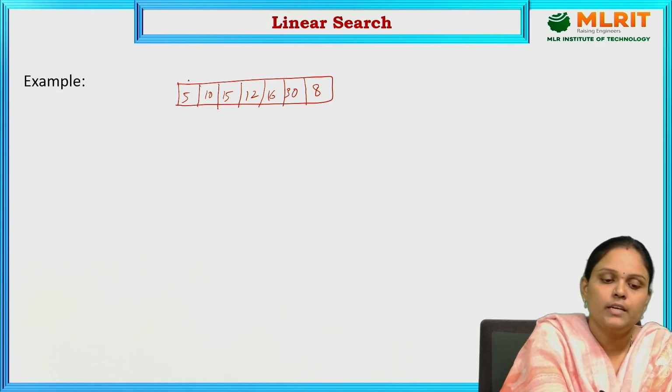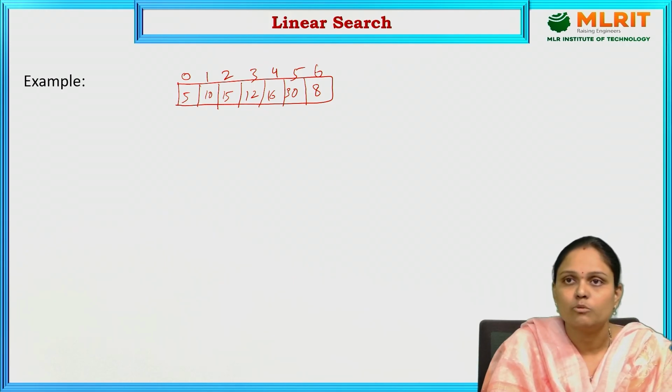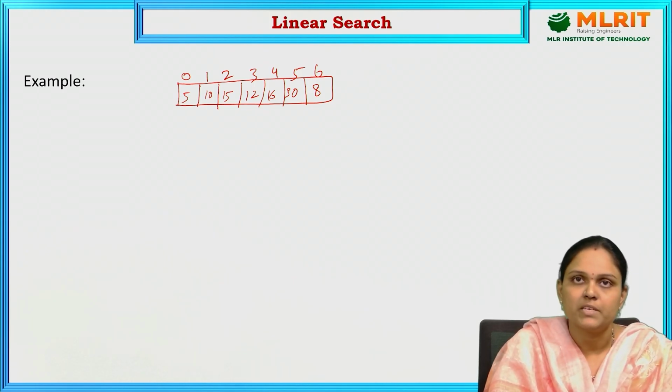And here the array index starts from 0. So the first element's index starts from 0, 1, 2, 3, 4, 5 and 6. So here we have 7 elements. So the 7 elements we have placed in an array.